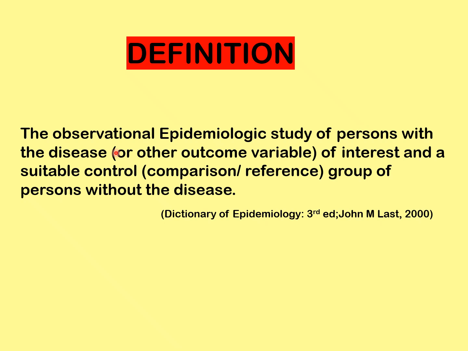According to John M. Last, a case control study is an observational epidemiologic study of persons with the disease of interest and a suitable control group of persons without the disease, which means that this type of study looks at two groups of people, where one group has a disease and the other group does not have the disease. Then the researcher is going to compare them to find out what might have caused the disease.